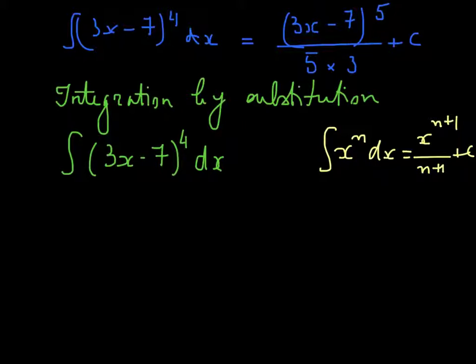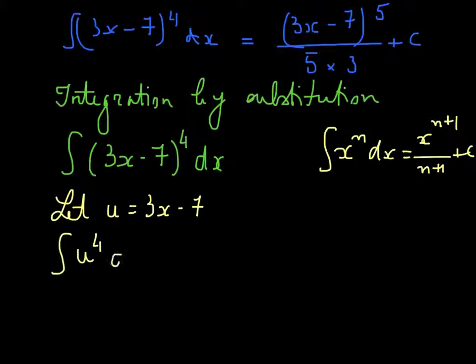But I don't have x to the power of n. I have a composite function. So I will say let u be 3x minus 7. Right? So my integral will become integral u to the power of 4. I just replace dx. Now I cannot have u and dx. I need to have here du.